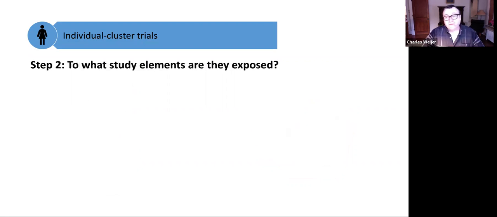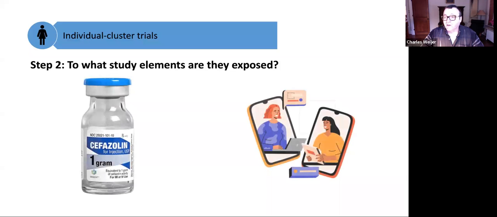So to what study elements are they exposed? Well, as I've sort of said, this case ends up being very, very straightforward because it's so much like a patient randomized trial. So patients here are the recipients of the study intervention, cefazolin or cefazolin plus vancomycin, for a short period of time or a long period of time. Routinely collected health data was also obtained from patients, and they were additionally interviewed by phone 90 days after surgery.